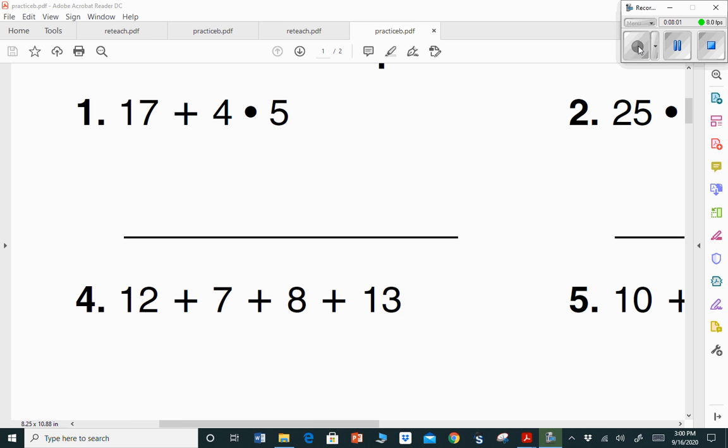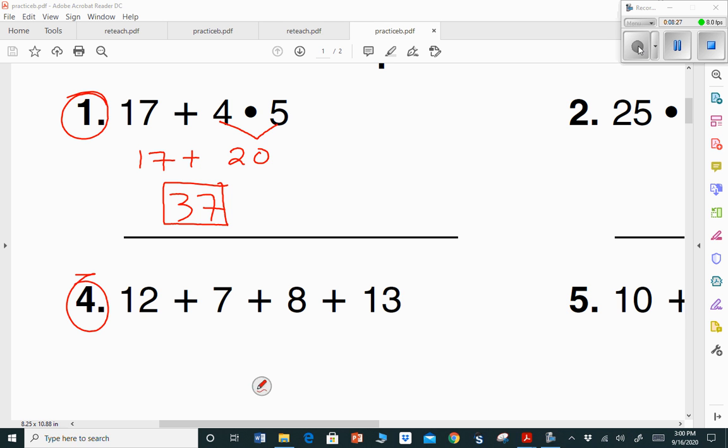Okay, now you're going to have to make some choices about what to do first. We're going to go ahead and follow our order of operations and do 4 times 5 is 20 plus 17 is 37. Nothing very interesting about that. Let's do number 4. Oh, look, we're just adding a bunch of numbers together.